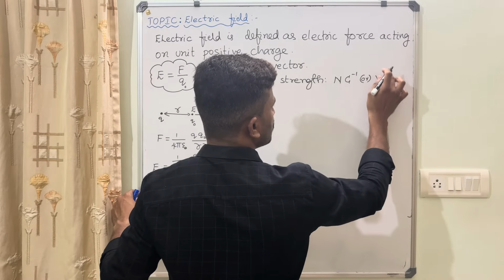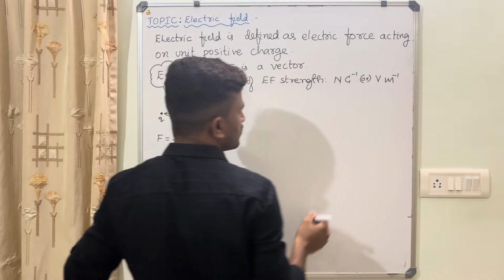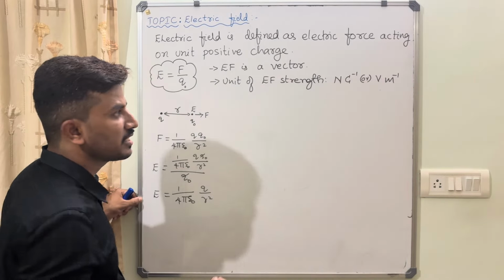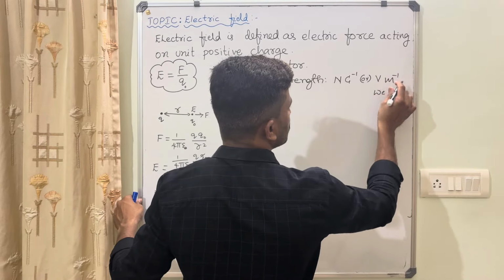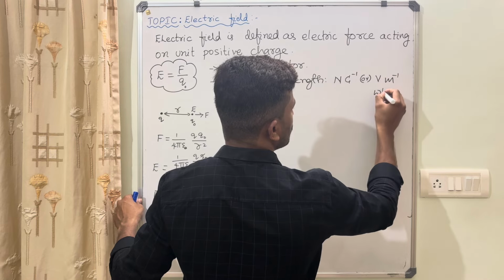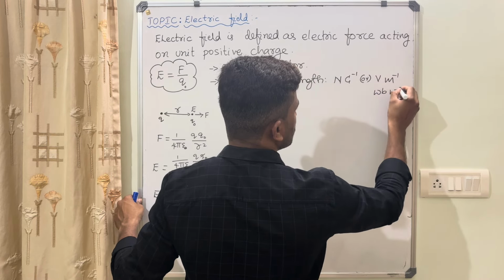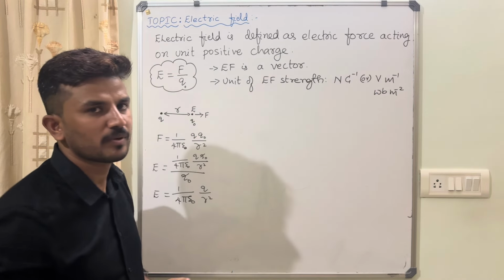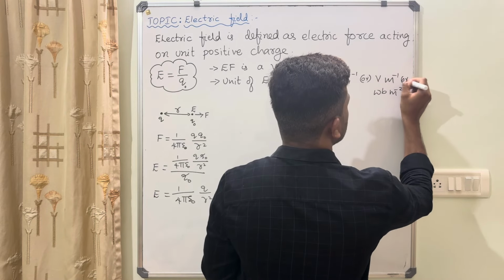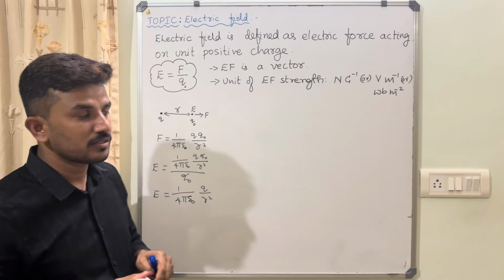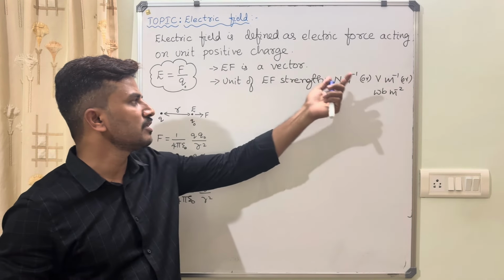Or if you consider flux density, Weber per meter square. Weber per meter square. These are the different units of electric field. So from this formula, this is the unit.